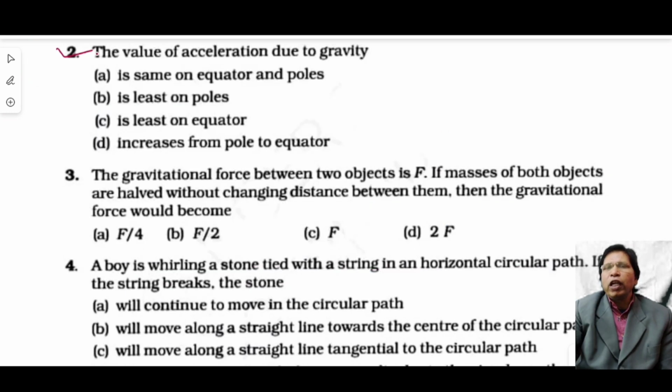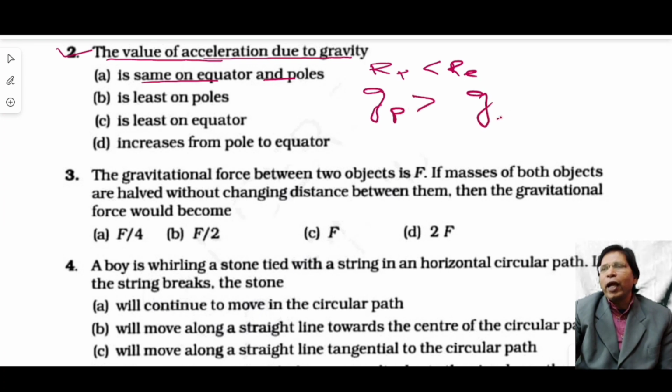Okay. Now question number 2. The value of acceleration due to gravity is the same on the equator and poles. You know the polar radius is less than the equatorial radius. Therefore, acceleration due to gravity at the pole is greater than acceleration due to gravity at the equator. Now, option B: is least on poles. No. Is least on the equator. Okay, option C is correct.